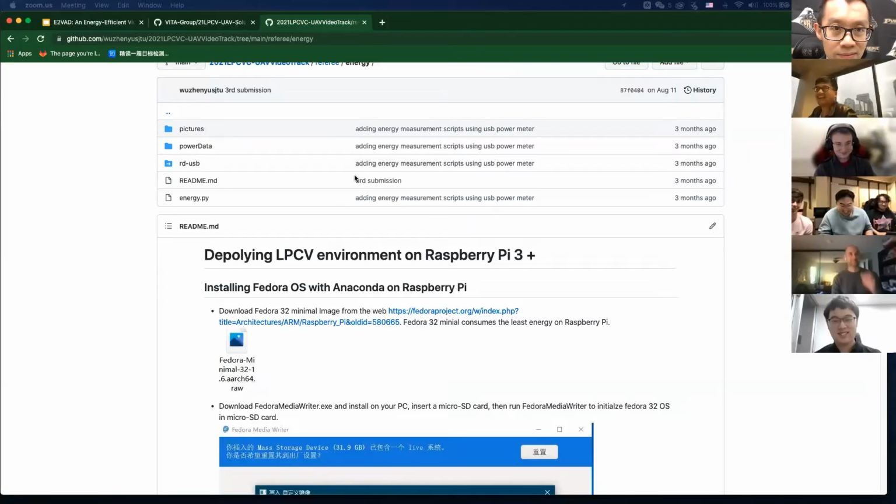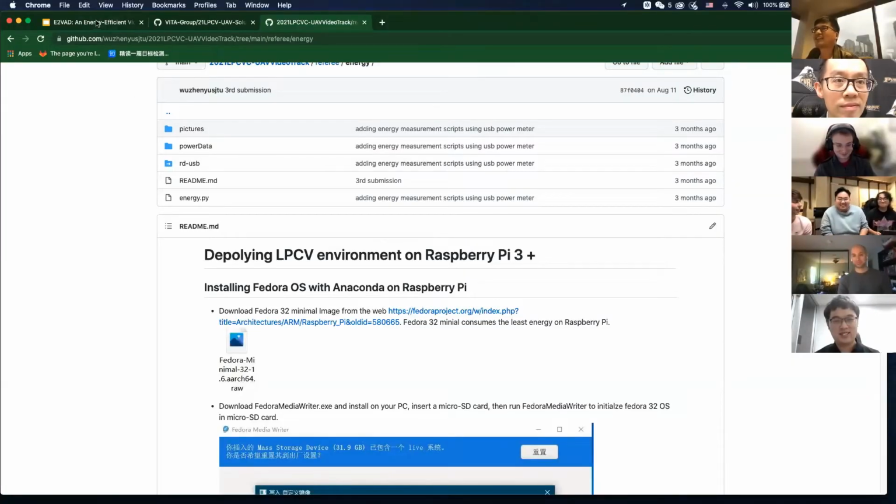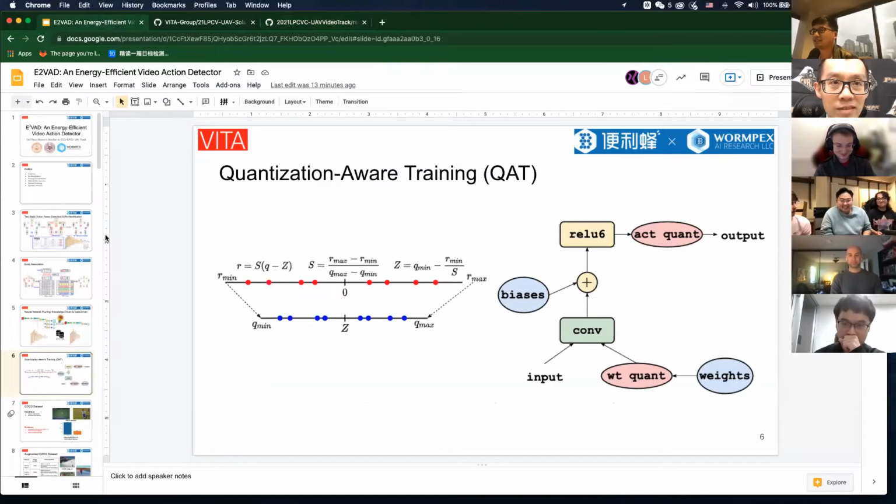So following the previous Facebook member's question, we actually use a USB power meter. Sorry to interrupt. I think you are sharing the wrong screen. Oh, my bad. Sorry, did I show? So silly. I'm so sorry. Okay, are you able to see the screen? This one? Yes.